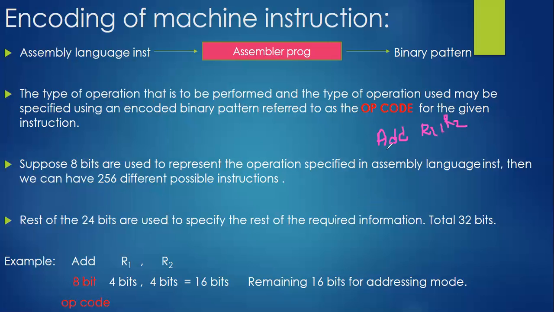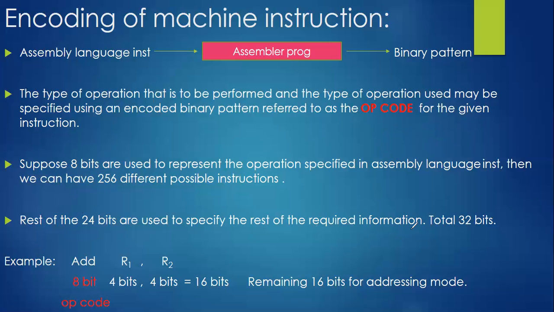Now the question is how I can represent R1, R2. I'm done with representing the ADD instruction with the opcode, so how about R1 and R2? We'll see this. The rest of the 24 bits are used to specify the rest of the required information. Out of 32, we already consumed 8, so 24 bits are left. Obviously, it is the source and destination. But remember, not only the source and destination, we also use addressing mode.